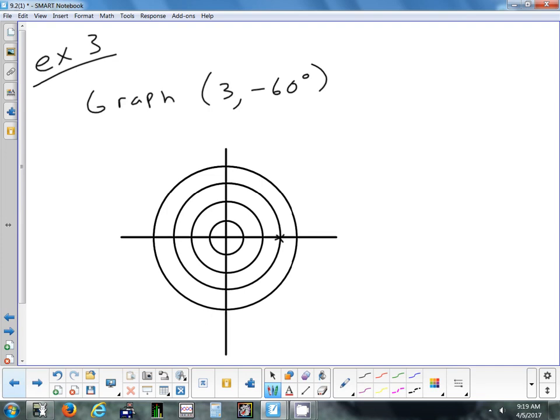So we went right 3, and then Curtis, I'm going to go 60 degrees. Which direction, clockwise or counterclockwise? Clockwise. We're going to go clockwise. If I went halfway, that would be 45, and then I'll just go a little bit more. So the answer should be about right there.